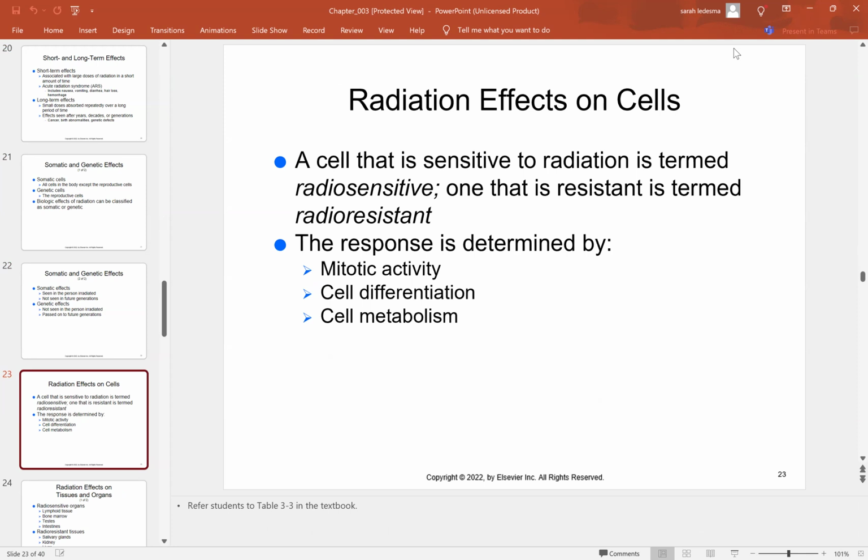Radiation effects on cells. A cell that is sensitive to radiation is termed radiosensitive. One that is resistant is termed radioresistant. The response is determined by mitotic activity, cell differentiation, and cell metabolism.